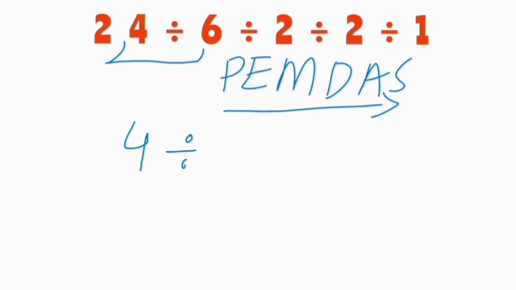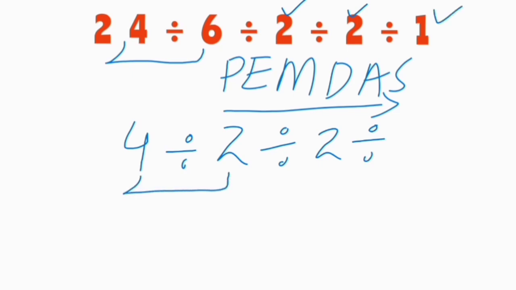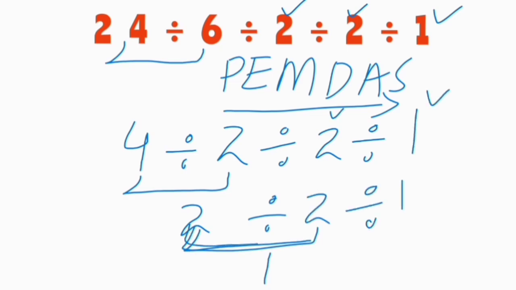Divided by 2, divided by 2, divided by 1. So 4 divided by 2 equals 2. Divided by 2, divided by 1. 2 divided by 2 equals 1. Divided by 1. So the resulting number is 1.